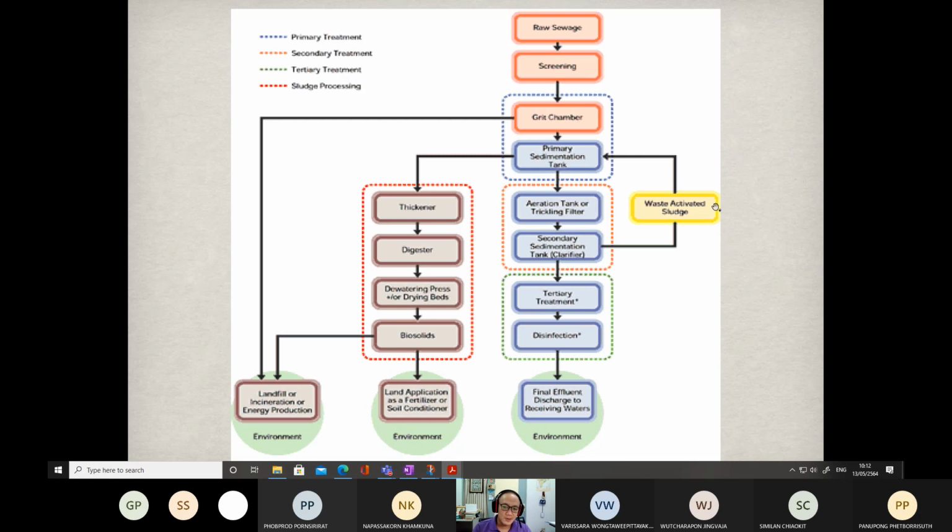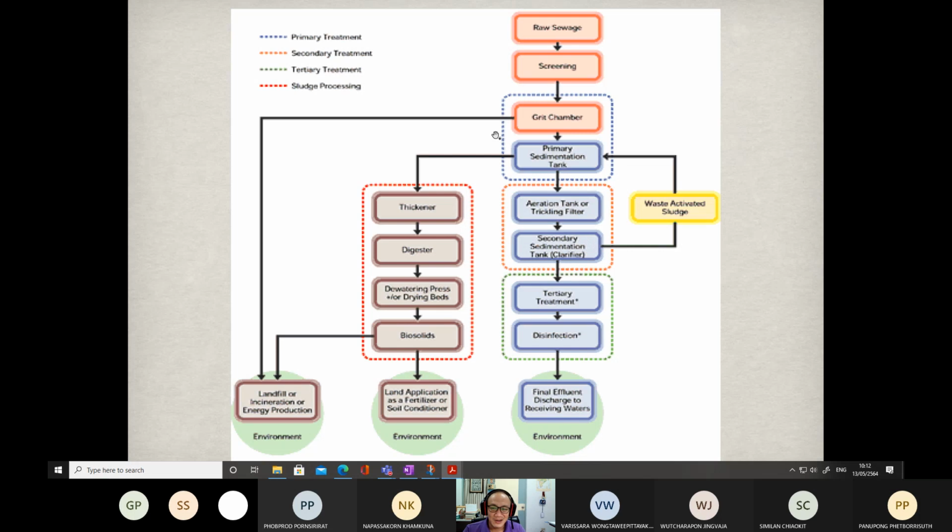This is a schematic block diagram of the wastewater treatment plant. Starting from the raw sewage entering the screen and grit chamber, followed by the sedimentation tank. Of course, precipitation occurs in this unit, and we also get sludge. Then the aeration tank or the trickling filter, followed by the sedimentation tank. We also get activated sludge, excess sludge, from this process.